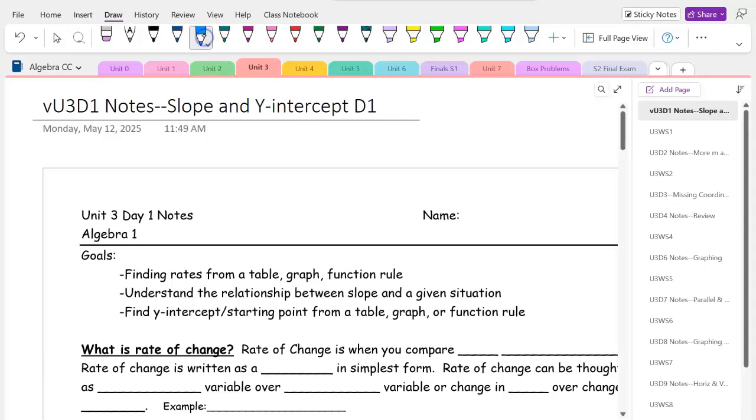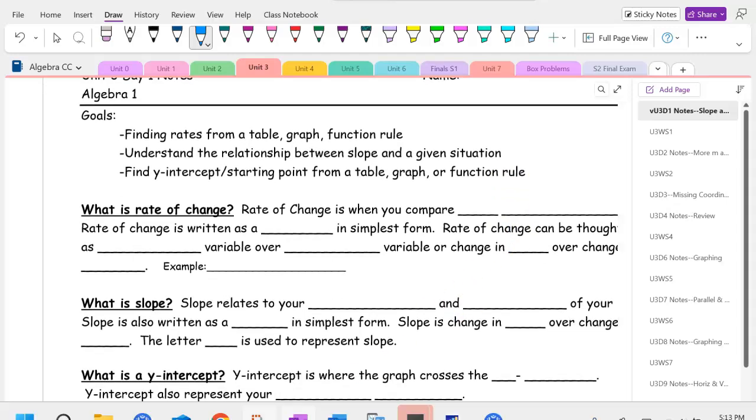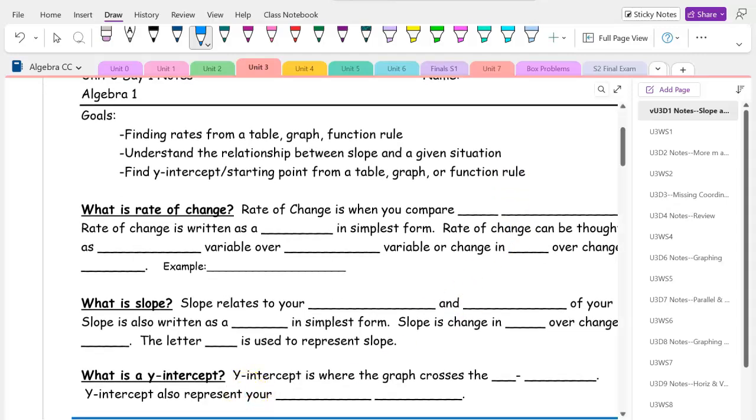Hello, Algebra 1. Today we are starting our third unit of the semester, and we are going to be talking about finding rates from a table, graph, and function rule. We're also going to be talking about something called the y-intercept and a word you're familiar with, slope. So let's start off with what rate of change is.